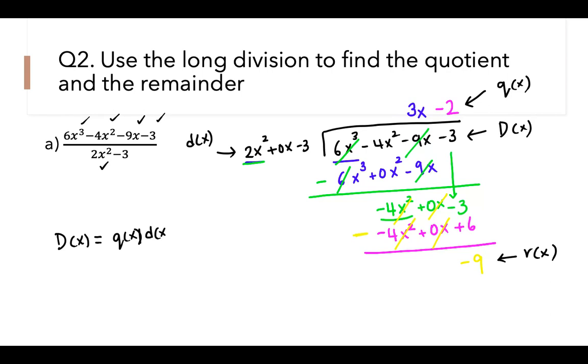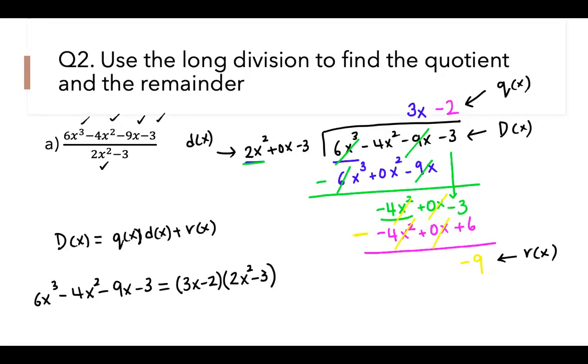Divisor plus remainder. So dividend, which is 6x cubic minus 4x squared minus 9x minus 3, is equal to quotient, which is 3x minus 2, times a divisor, 2x squared minus 3.